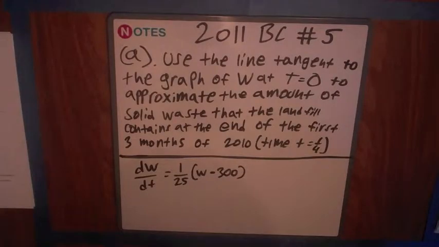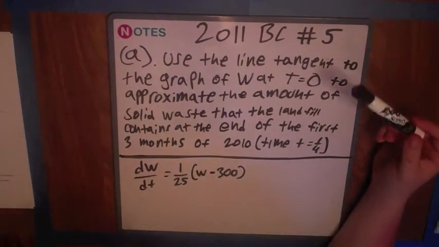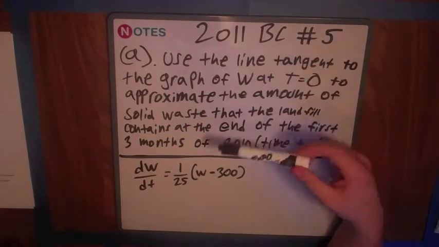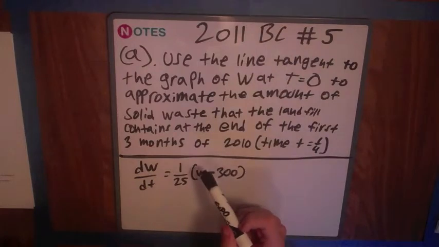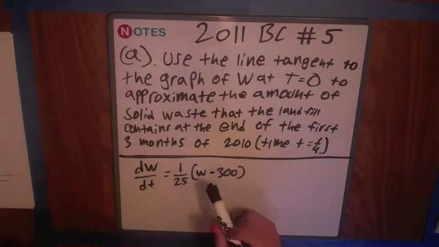Part A. Use the line tangent to the graph of W at t equals 0 to approximate the amount of solid waste that the landfill contains at the end of the first 3 months of 2010, time t equals 1/4. For this, to get the tangent line, we need to use the derivative of W, which was given to us as 1/25 times W minus 300.